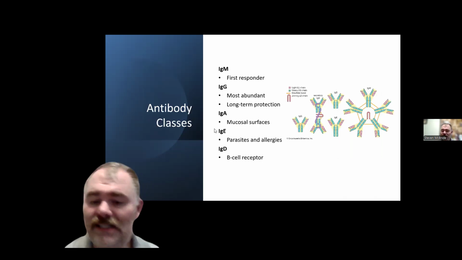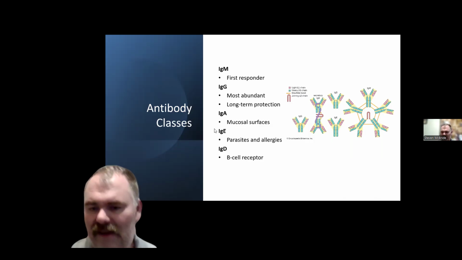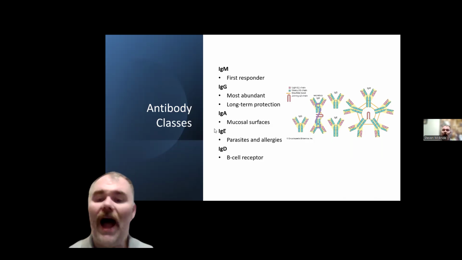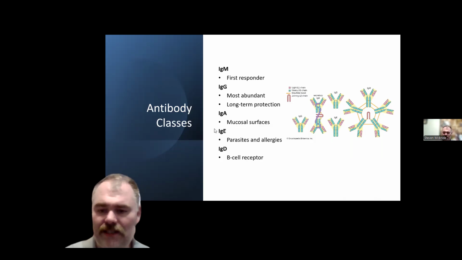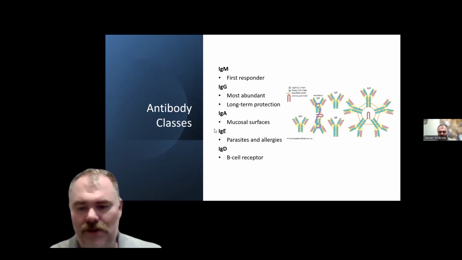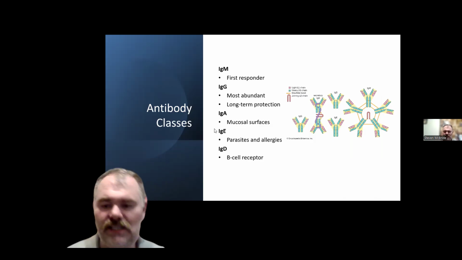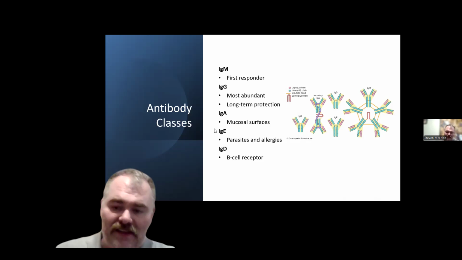The immune system produces several different classes of antibodies, each with specialized functions. IgM, or immunoglobulin M, is usually the first antibody produced during an infection. It is particularly effective at activating complement. IgG is the most abundant antibody in circulation. It provides long-term protection and is often the dominant antibody produced after vaccination or repeated exposure. IgA is found primarily on mucosal surfaces such as the respiratory tract, digestive tract, and saliva. It helps prevent pathogens from entering the body.